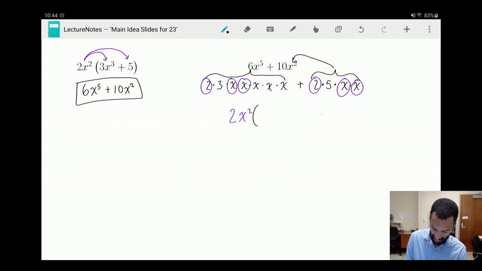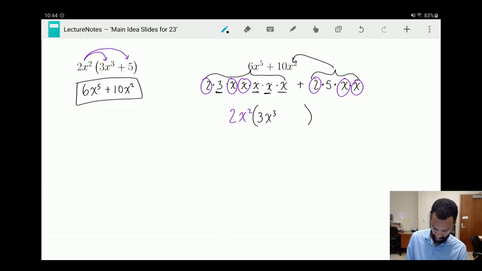Now let's look back through here. We know we're going to need parentheses. You have the factor on the outside and you have something inside the parentheses. To figure out what goes in the parentheses, let's look at what's left over once I've factored out the 2x squared. There's a 3, an x, an x, and an x. That's 3x to the third power.